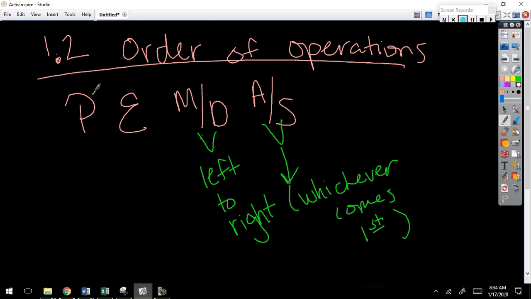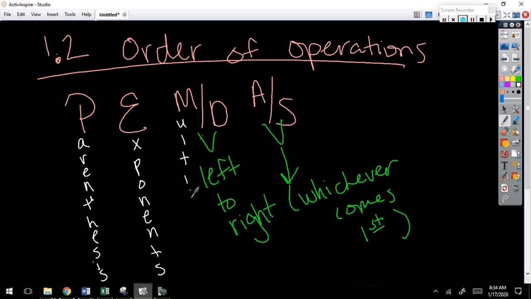Does everybody know what all these mean? I'll write it just in case. Parentheses. What's the E? Exponents. And multiplication and division, that's right. How about the A? I'm going to just put add, subtract. I'm going to assume you probably already knew that, but just in case, we'll throw that in there.